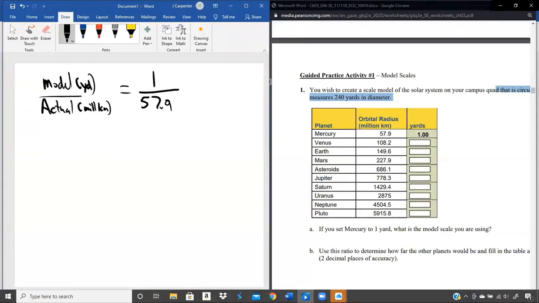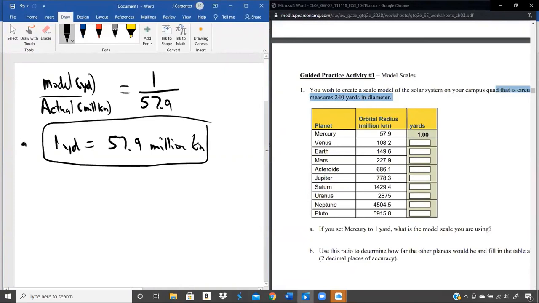Well, there we go. So what is the model scale? It's 1 yard is 57.9 millions of kilometers. That is the answer to A. Because when you use your words, apples over oranges, and then every 1 apple is 57.9 oranges, you don't have to think about these things in terms of anything complex. You can just always relate everything to apples and oranges, thing A and thing B. So that's the scale. For every 1 yard on our little quad circle that we're setting up, that would be realistically equivalent to 57.9 millions of kilometers, as long as we measure accurately.